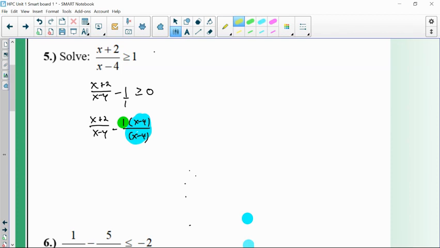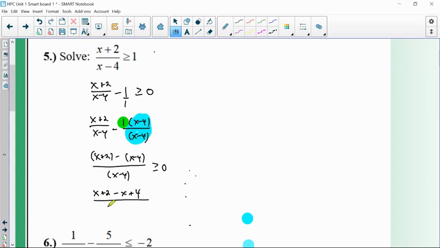Okay, so then I go ahead and say, that's x + 2 minus (x - 4). Don't forget your parentheses. All over, since it's the common denominator, x - 4, is greater than or equal to 0. And now I can actually distribute that negative. So x + 2 - x, and then plus a 4, over x - 4 is greater than or equal to 0. Now the x's happen to cancel. So come up to here. We get 2 plus 4, you get 6 over x - 4 is greater than or equal to 0.